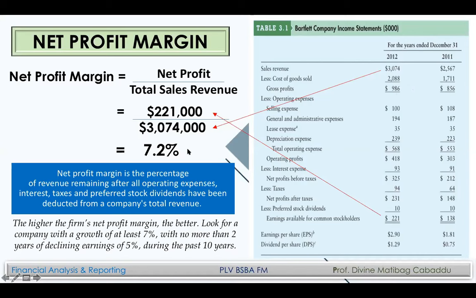Is 7.2% good for the company? Well, generally, it's good. Positive yung 7.2%. But again, you have to compare it. Kailangan may basis ka. Where are you going to compare it? What if over the past 5 years, nag-range lang sa 1 to 2% yung net profit margin mo? So you can say na this year, mataas yung net profit margin mo. So ideally, look for a company with a growth of at least 7%, with no more than 2 years of declining earnings of 5% during the past 10 years.